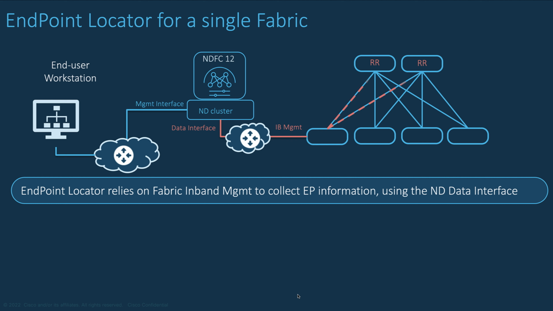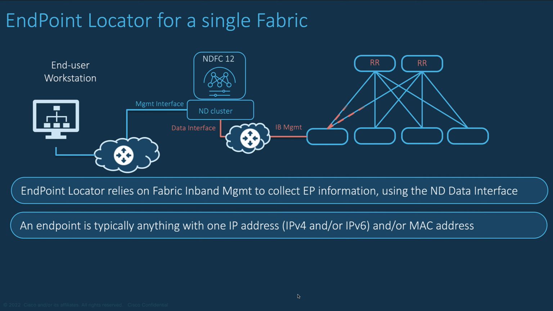A very important point here is that for these particular functions, EPL, the NDFC service uses the data interfaces of the Nexus Dashboard cluster. A slight clarification of what we call an endpoint in the context of VXLAN EVPN. Any object accessible from the fabric using its layer 3 and/or layer 2 reachability information is known as an endpoint. When connected to a VXLAN EVPN fabric, an endpoint is learned by its first hop node, or the ingress VTEP if you will, which redistributes its reachability information via the route reflector toward all other leaf nodes of interest.